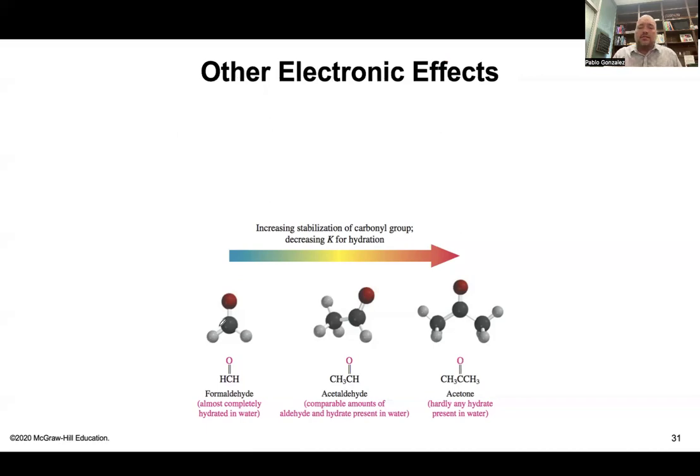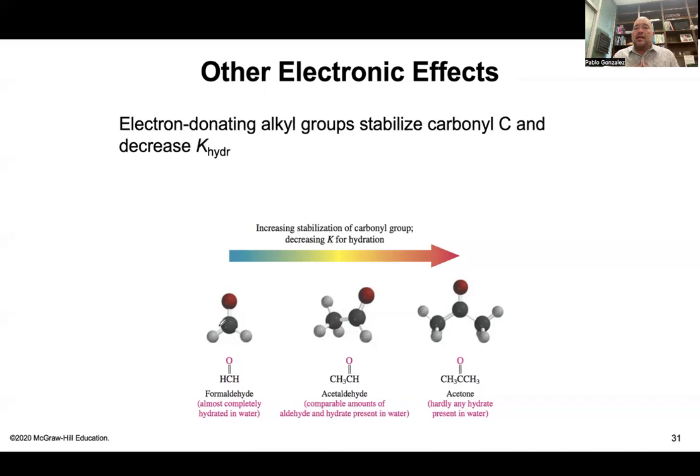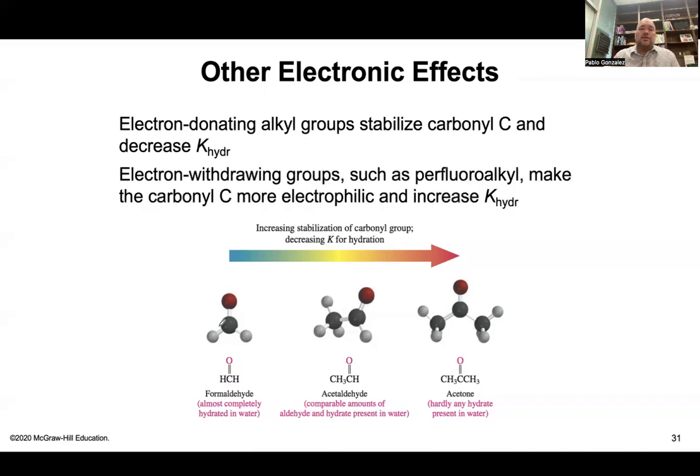Other electronic effects. So for example, electron donating alkyl groups stabilize the carbonyl carbon and decrease the constant of hydration. An electron withdrawing group, such as perfluoroalkyl, makes the carbon more electrophilic and increases the constant of hydration. So if the alkyl groups that you have on each side of the carbonyl group of a ketone have something that can withdraw electron density, now they're going to make that carbon more electrophilic through any kind of nucleophilic addition, okay, or attack.